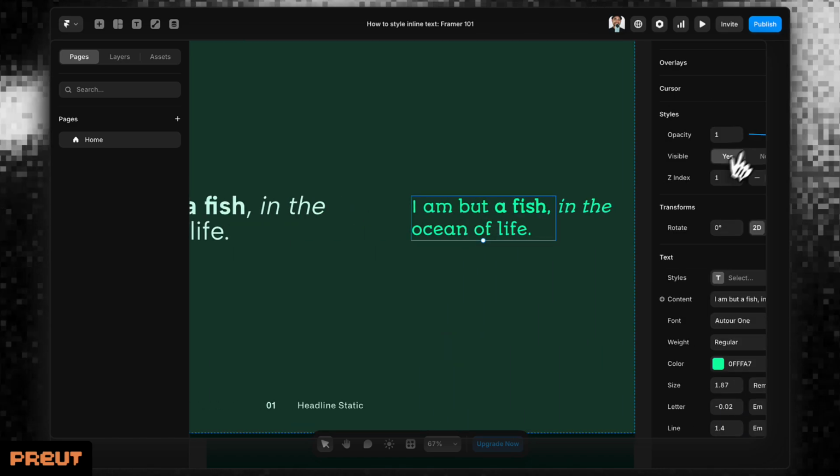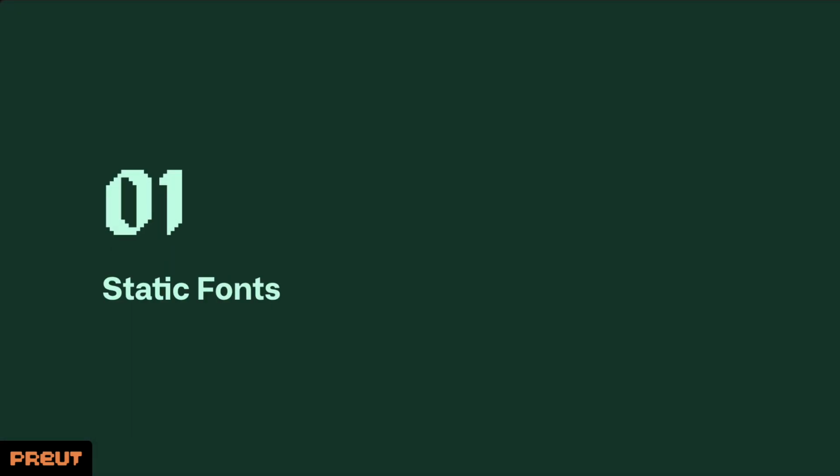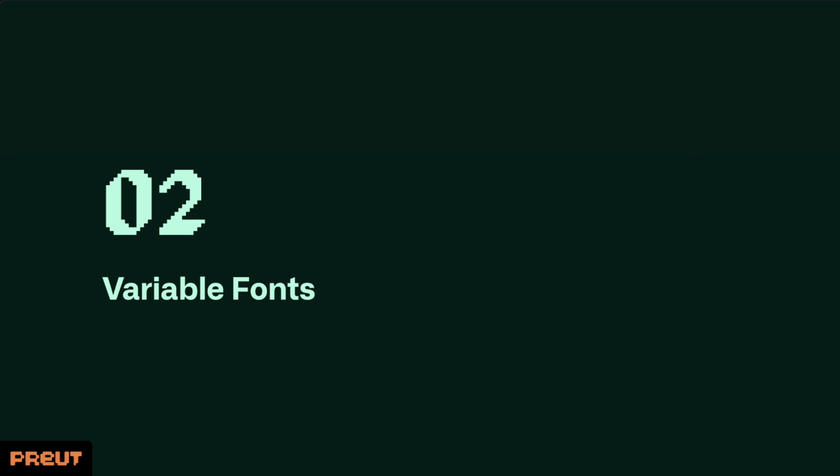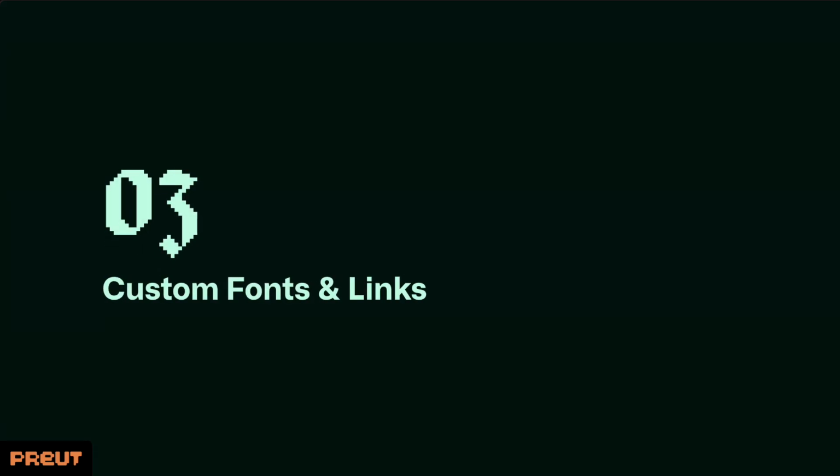We're going to be doing this video in 3 different sections. Section 1 is going to be using a static font. Section 2 is going to be using a variable font. And then finally, we're going to be styling body copy with a custom font. And as a bonus, we're also going to style a link. All right, let's get started.